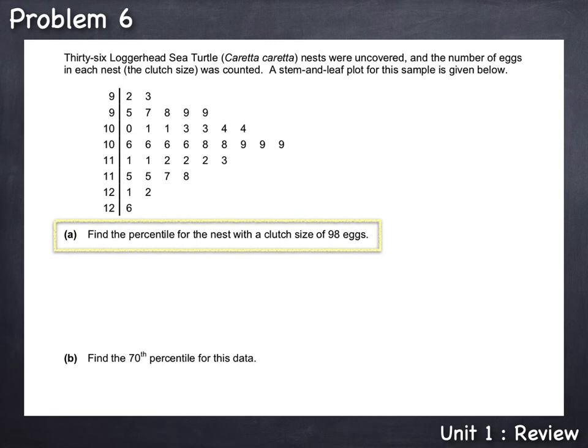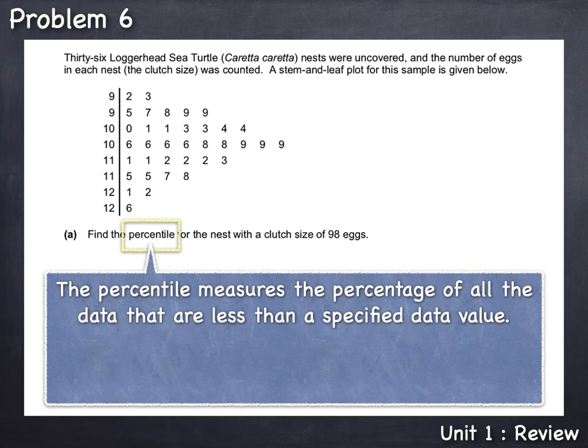Part A. Find the percentile for the nest with a clutch size of 98 eggs. Well, the question asks us to find the percentile. The percentile measures the percentage of all the data that are less than a specified data value. So to find the answer for part A, we need to calculate the percentage of all the nests that have less than 98 eggs in it.